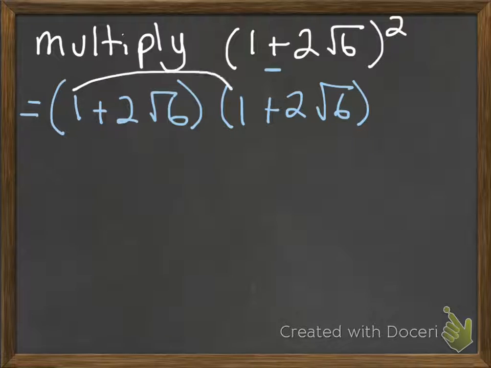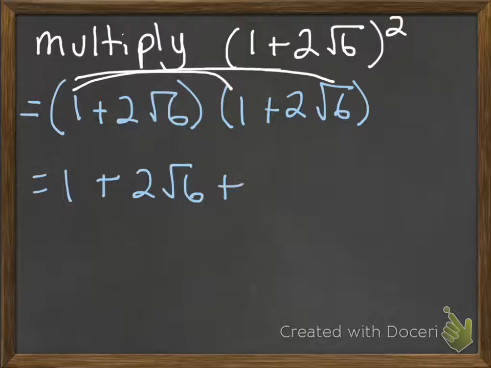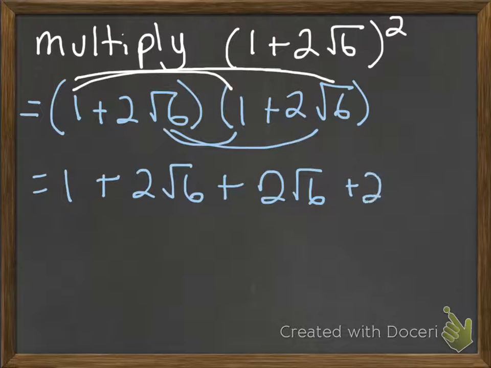Okay, so our first, the 1 times 1, and so on. So we will get 1 plus, now then, your outer, 1 times 2 square root of 6, will be a positive 2 root 6. You will get then, again, 1 times 2 root 6, and then again 2 root 6 times 2 root 6 for the last. Now for the last, I'm just going to write it, and we'll simplify it next. 2 root 6 times 2 root 6, and we'll simplify this.